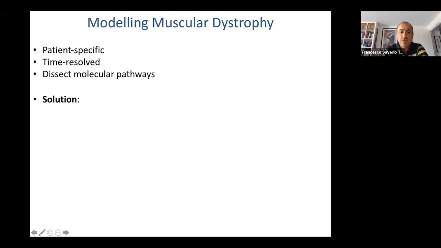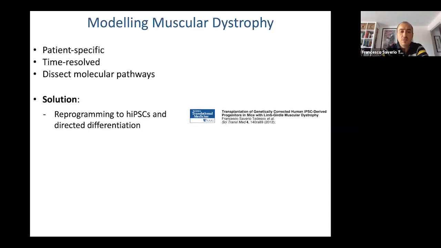And to tackle all these issues, one of the key solutions we've been working on is reprogramming cells to iPS cells and then directing their differentiation into muscle progenitors and myotubes and myofibers in vitro. And we've been pioneering this for muscular dystrophy patients a number of years ago, as you can see in this paper here, where we also did genetic correction and transplantation of the same cells.